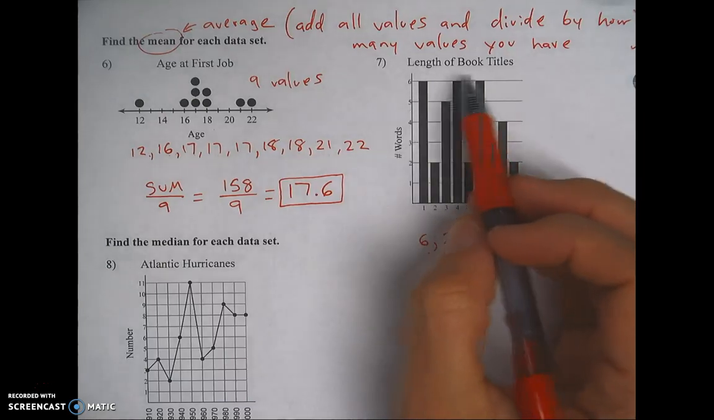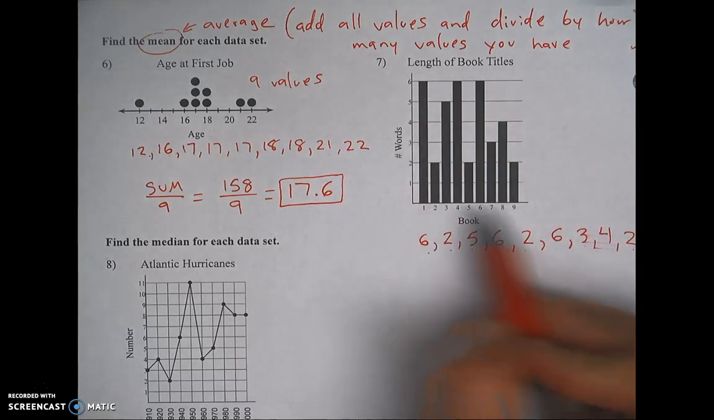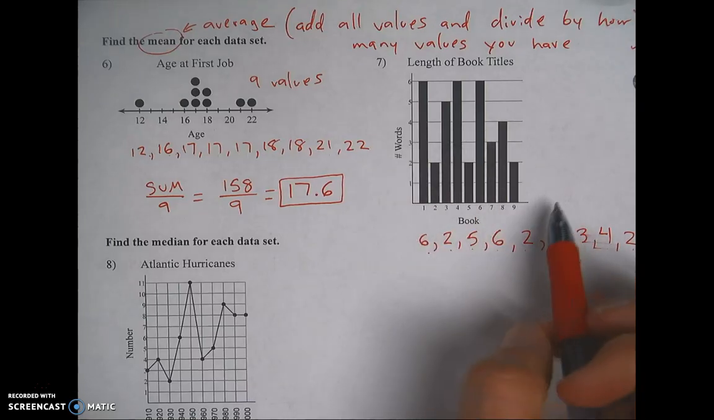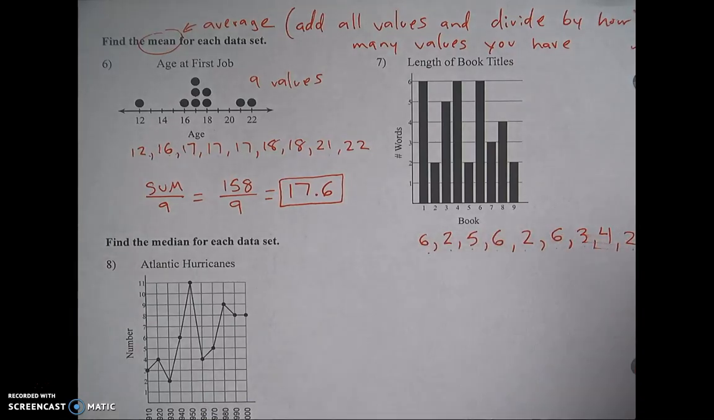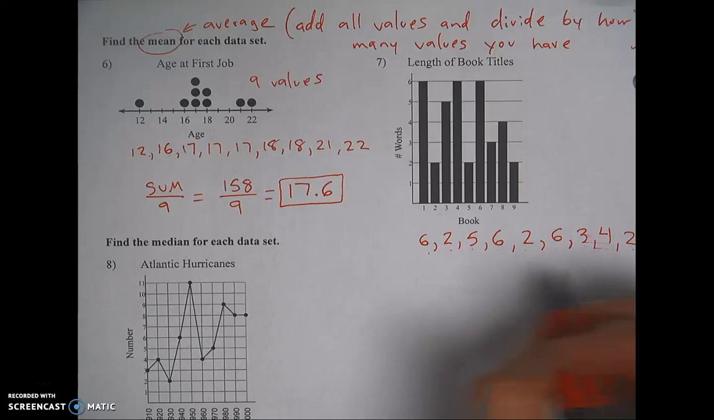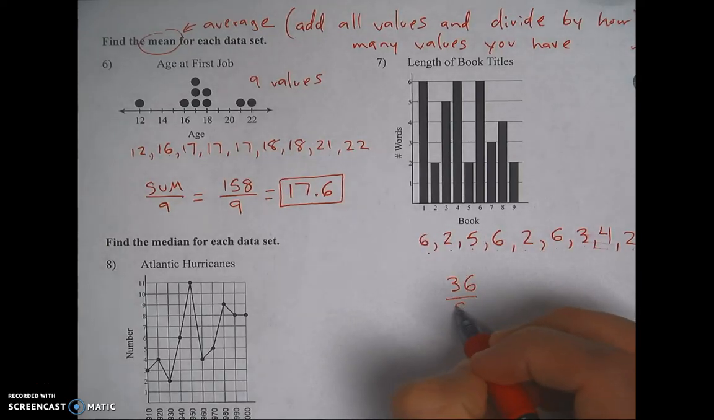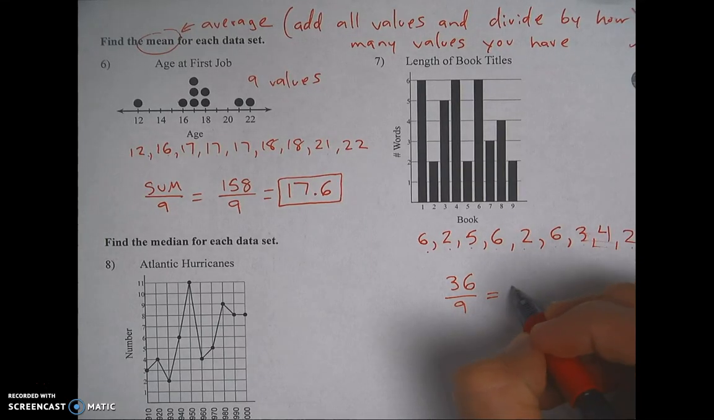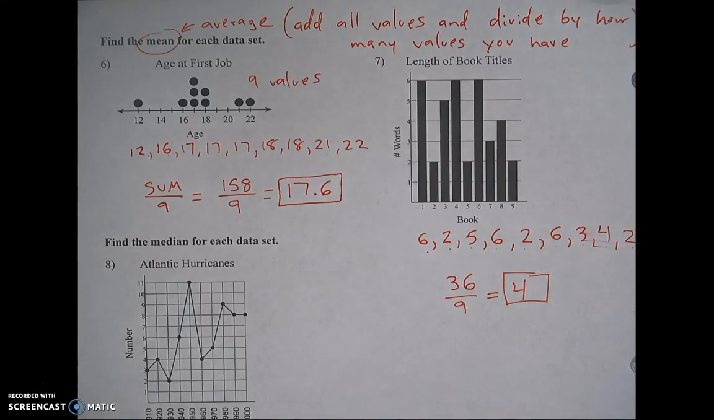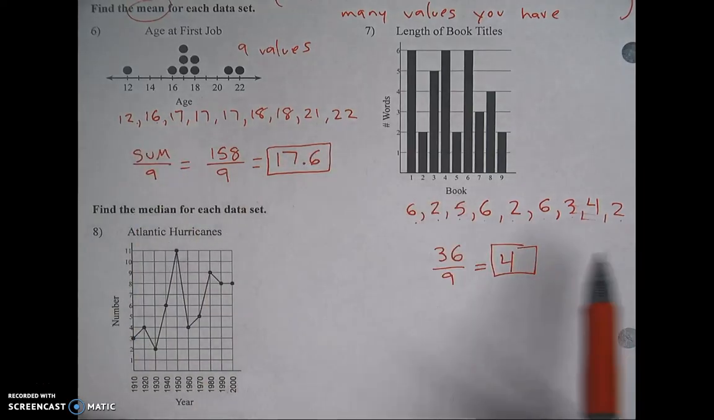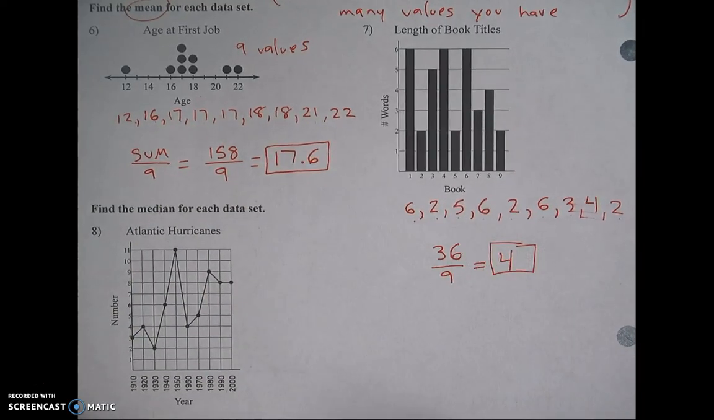So this chart is talking about the length of book titles. So there's 9 different books. Each one of those has a different number of words in their title. We want to find what's the average number of words in all these books. So we're going to add all these numbers up, and if you did that, you end up with 36, and there's 9 of them, so we're going to divide by 9, and the average here is 4. All right, so the mean is the average. Order doesn't matter. You're just going to add them all up and then divide by how many you've got.